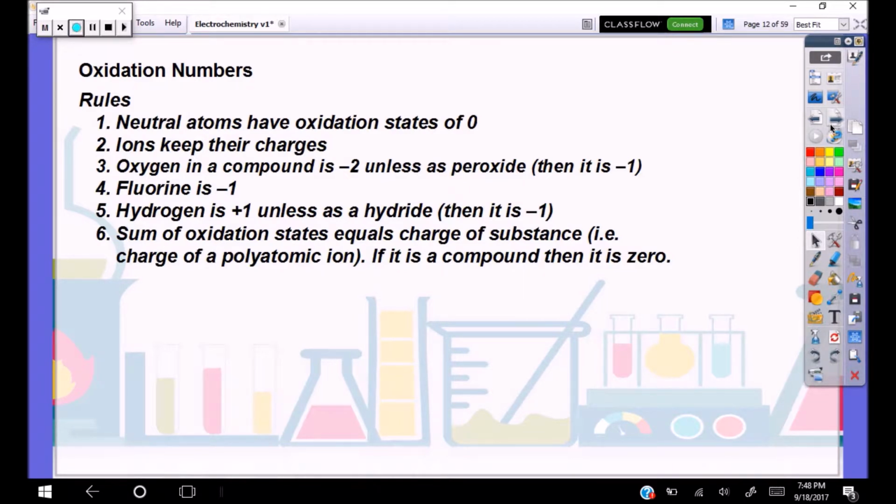Oxygen is usually -2 unless it's in the peroxide ion form, then it is -1. Fluorine is always -1. Hydrogen is +1 unless it's a hydride, which we won't really see any hydrides anytime soon, but if it's a hydride, it's -1. And then we know the sum of the oxidation states is equal to the charge of our substance, or the charge of a polyatomic ion. If it is a compound, then the sum is equal to 0.